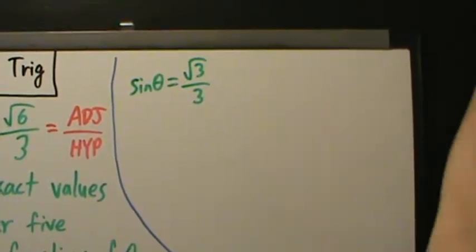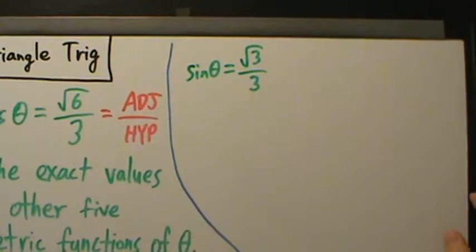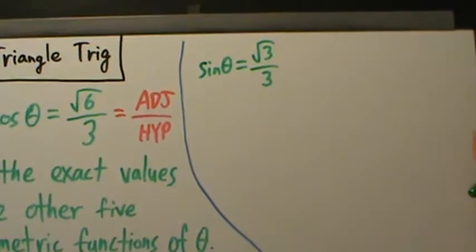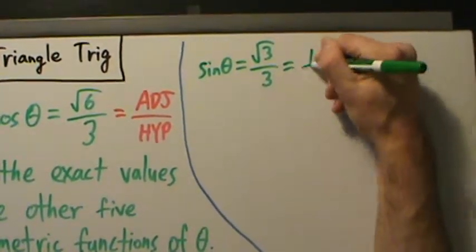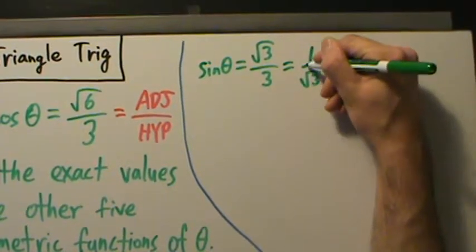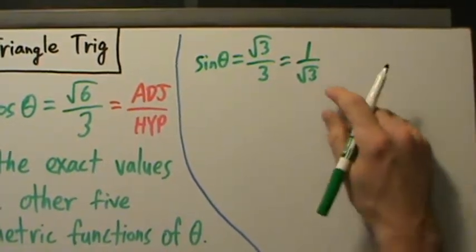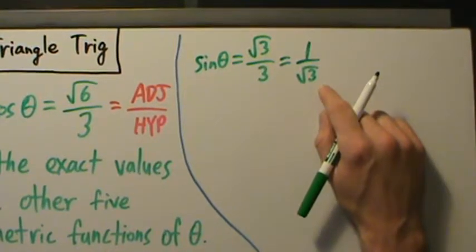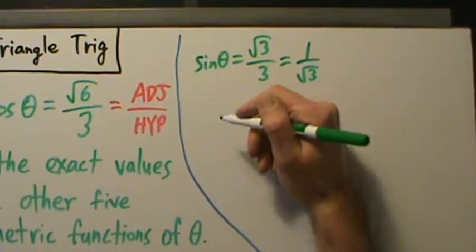But it does depend on your instructor and what the rules are for your course in particular. So just be mindful of that. But you could also write this as 1 over root 3, which I think is more simplified. But if you think about it, what's the harm in putting a square root in the denominator? Why can't we do that? No real reason.